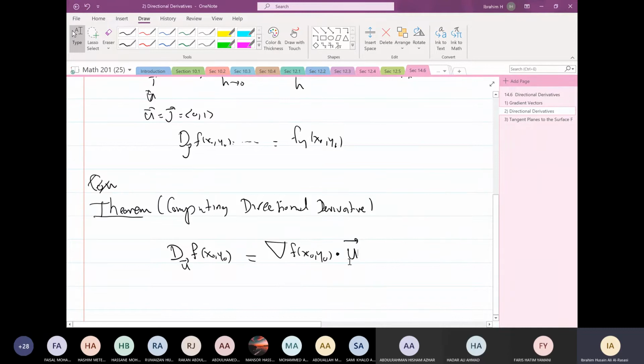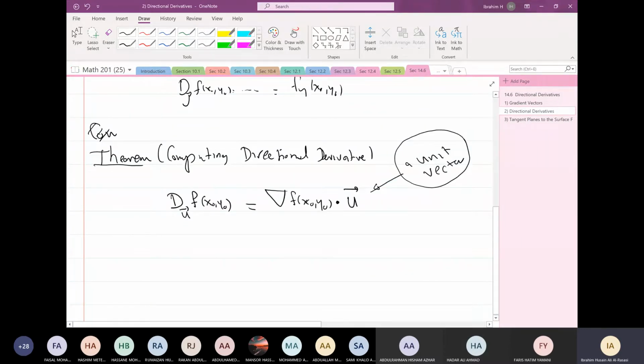Gradient dot u. But always a very important thing, make sure the vector u is a unit vector. This is a common mistake students make. In the definition and in the formula, u is a unit vector.